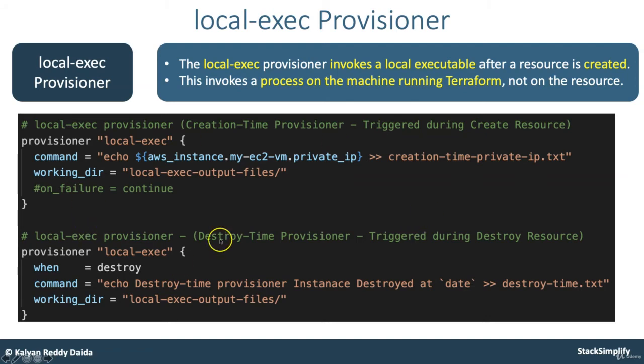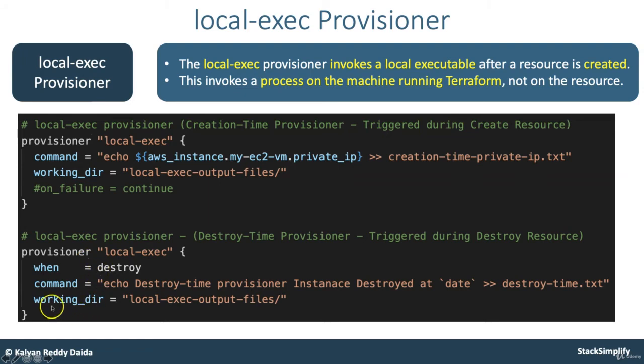This is an example of the local-exec provisioner. Using the local-exec provisioner, you bring the IP of your AWS instance and store it in creation-time-private-ip.txt. You are storing that on your local desktop where you are running the Terraform commands, inside a folder called local-exec-output-files. So this is a creation time provisioner for the local-exec provisioner.